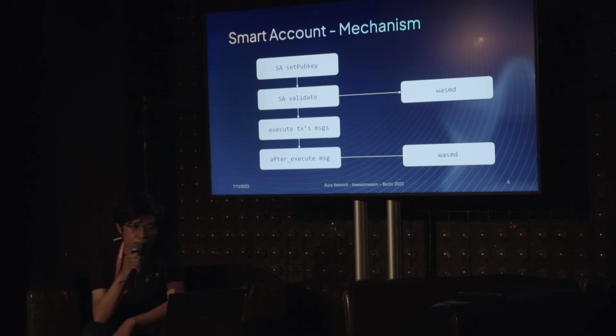For example, we can do a spend limit, to limit that one account cannot transfer too many coins in a transaction. So with that, at the before validate, we can record the current balance of that account. Then after the message execution, we will check again for the difference, and we will either revert or commit the transaction.